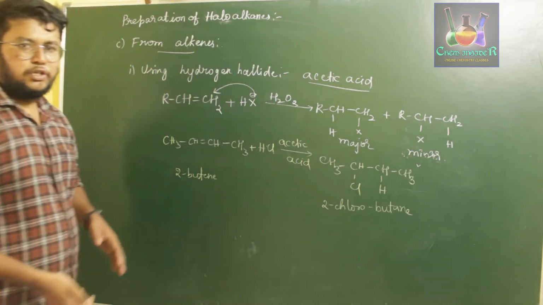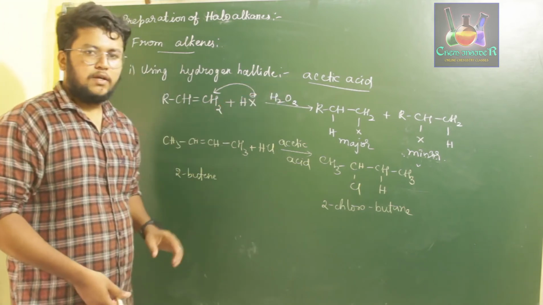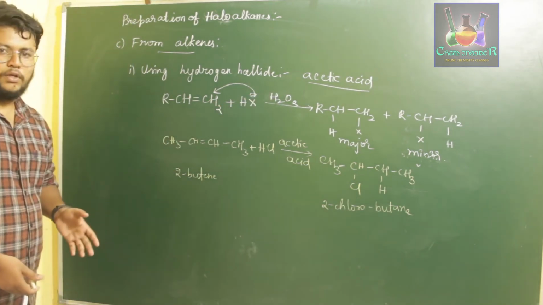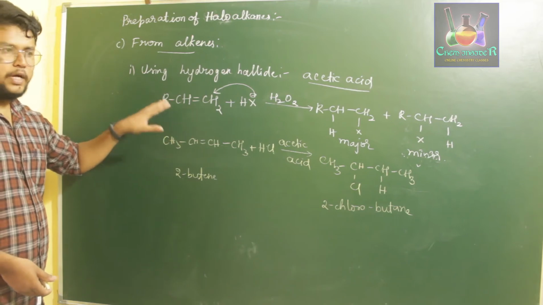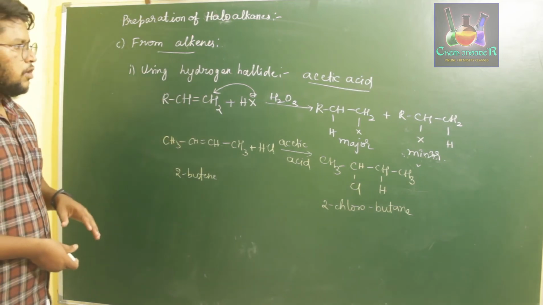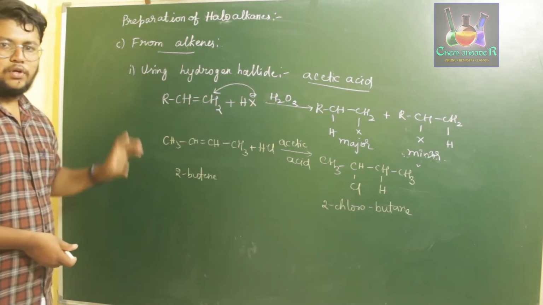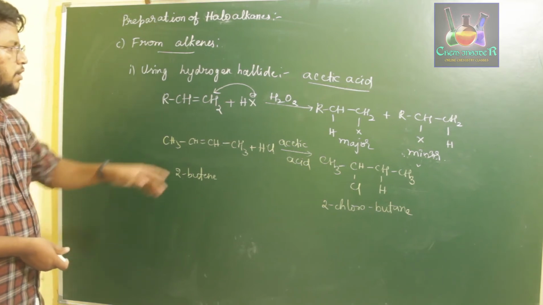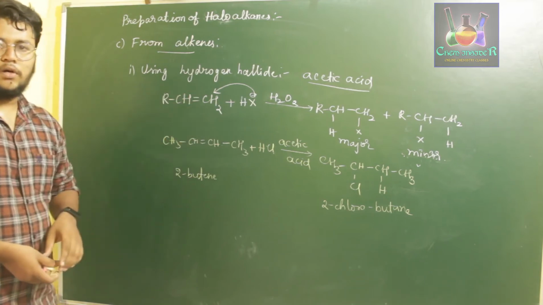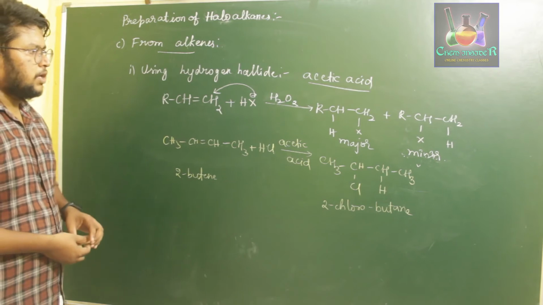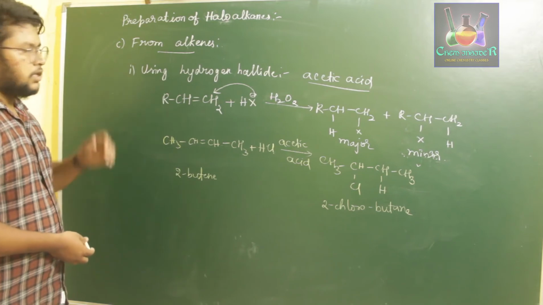So in the usual process of addition of hydrogen halide to an alkene, if we use acetic acid, we follow the Markovnikov rule, where the halogen atom of the hydrogen halide attaches to that carbon atom involved in the double bond and having fewer hydrogen atoms. If we are using hydrogen peroxide instead of acetic acid, then the addition of hydrogen halide follows the anti-Markovnikov rule, where the halogen atom will get attached to that carbon atom involved in a double bond which also has a higher number of hydrogen atoms. So this is how we prepare haloalkanes from alkenes.